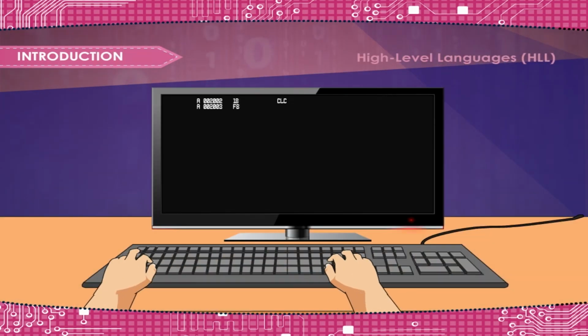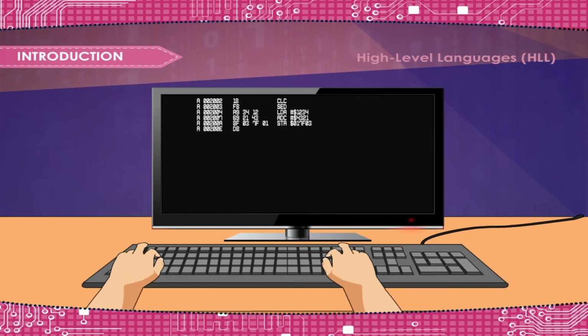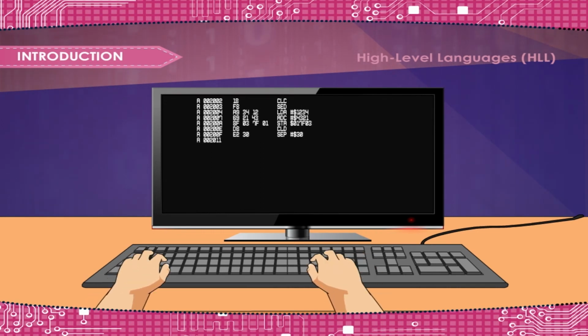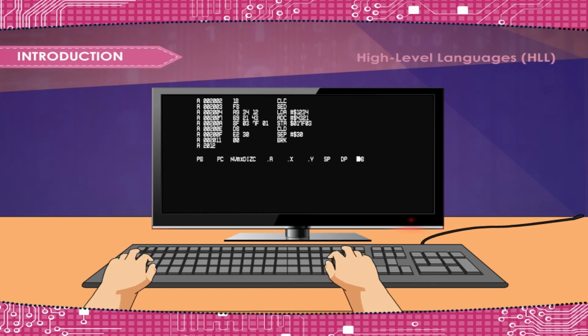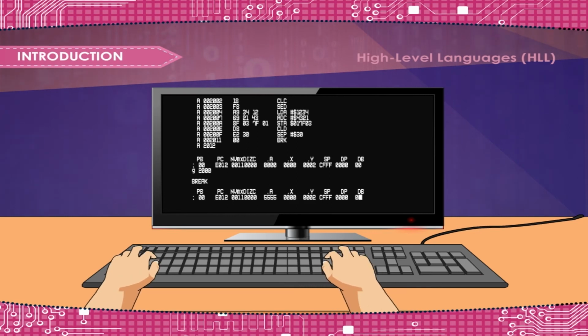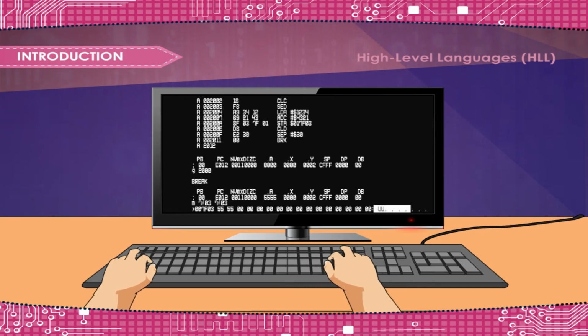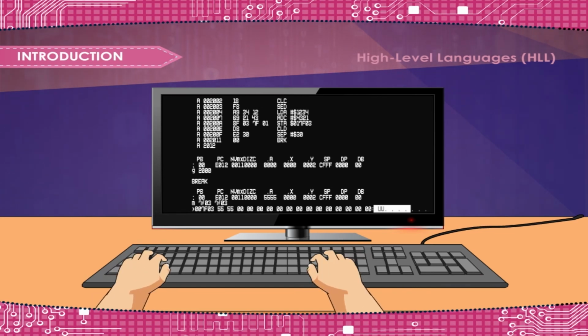High-level languages, HLL. High-level languages are easier for the programmers as they are closer to English language. The instructions are typed in the language that is more close to the humans, but this also has its own disadvantage. The computer does not understand HLL, so it needs an interpreter or a compiler to convert these high-level codes to low-level codes. This process increases the execution time of the program.